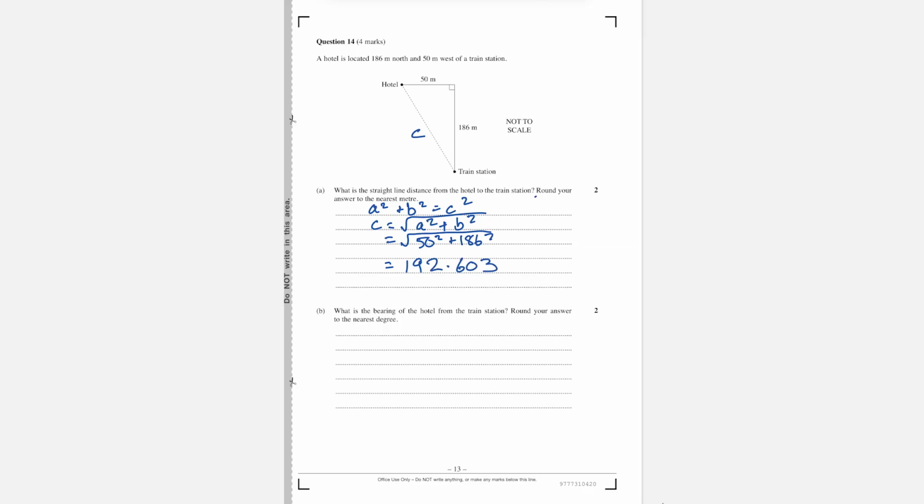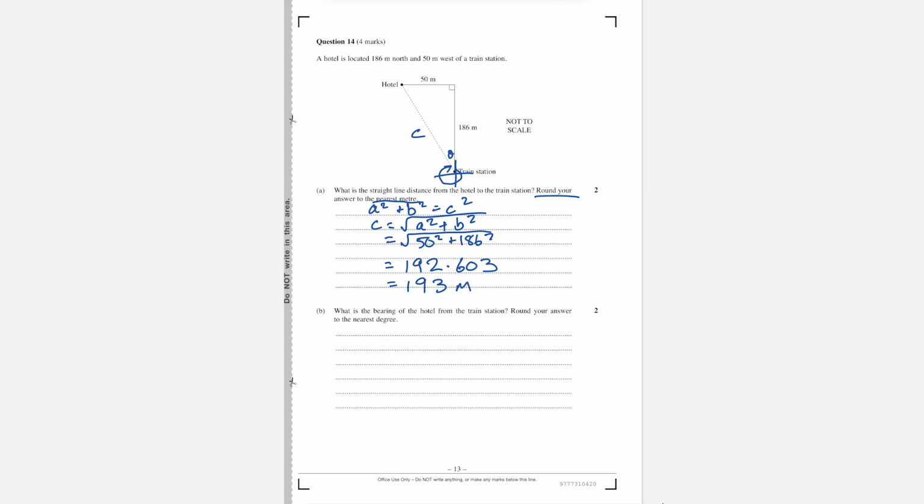And it says round your answer to the nearest meter. Okay, so we're going to round this one up. It's going to go up to 193 meters. What is the bearing of the hotel from the train station? Round your answer to the nearest degree.